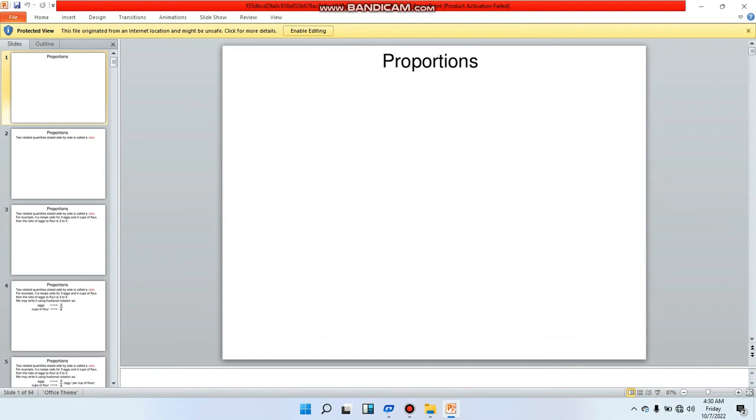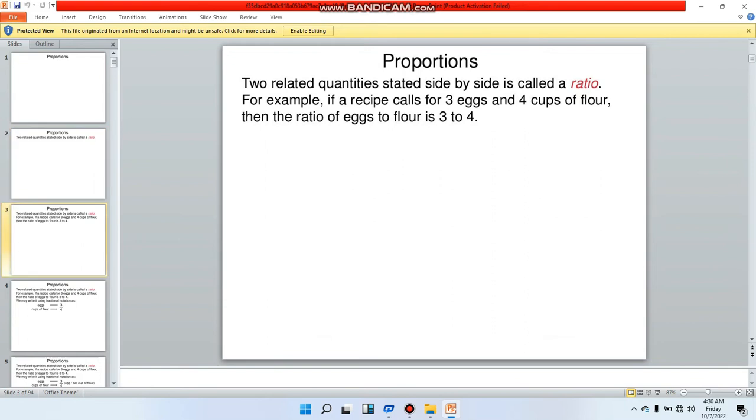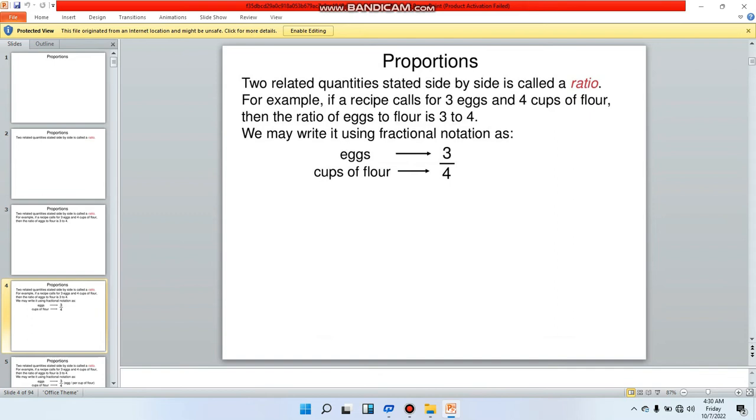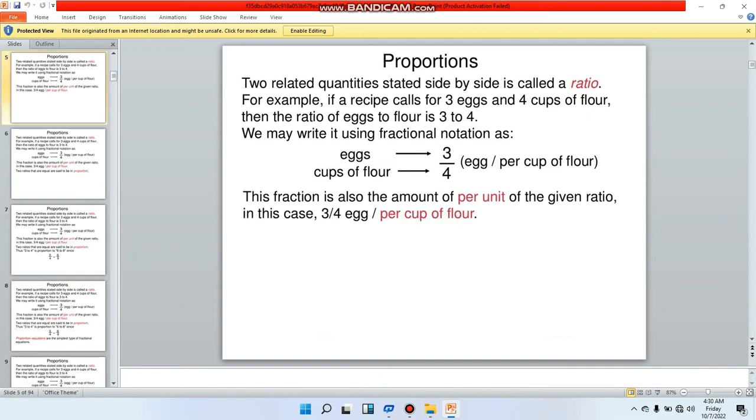Our today's topic is proportions. Two related quantities stated side by side is called a ratio. For example, if a recipe calls for 3 eggs and 4 cups of flour, then the ratio of eggs to flour is 3 to 4. Eggs 3 and cups of flour 4, 3 by 4, and in ratio we can write 3 colon 4.